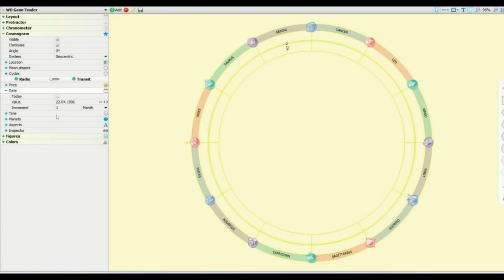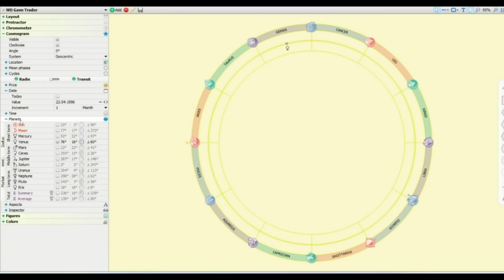Now come to the planets part. We are going to use only Venus, so make the Venus option visible in the radix part. Now we will not make any changes in the radix part. We will only make changes in the transit part to know the reversal date. Now come to the transit part.